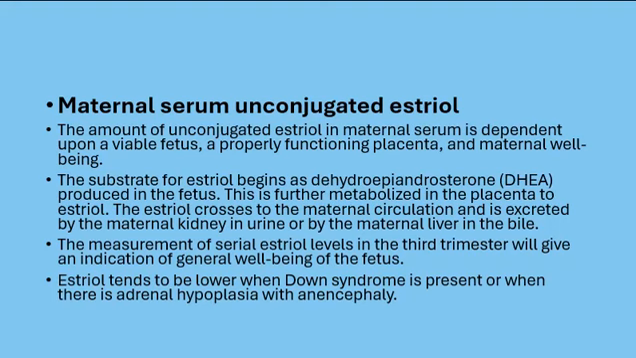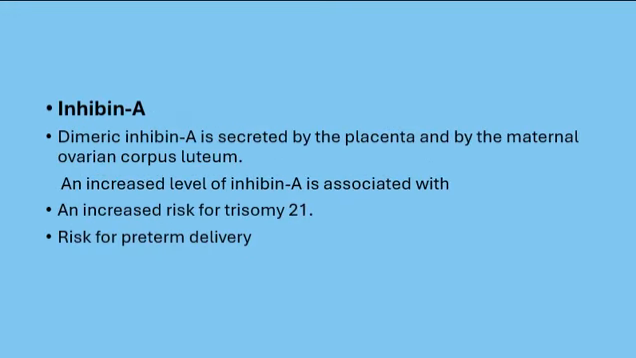Inhibin A. Dimeric inhibin A is secreted by the placenta and by the maternal ovarian corpus luteum. An increased level of inhibin A is associated with an increased risk for trisomy 21. Risk for preterm delivery.